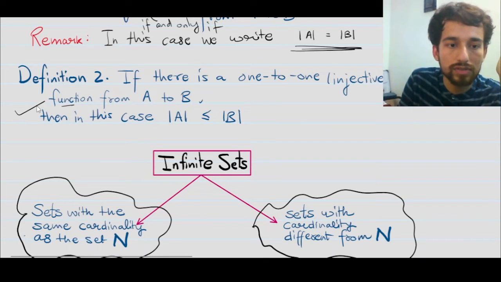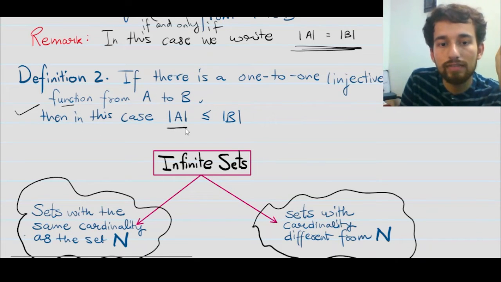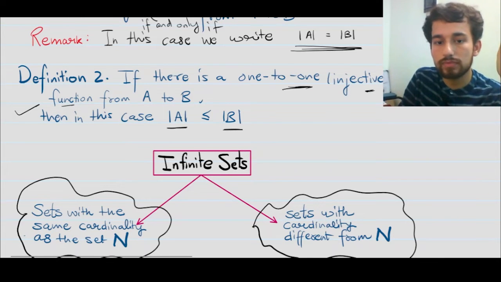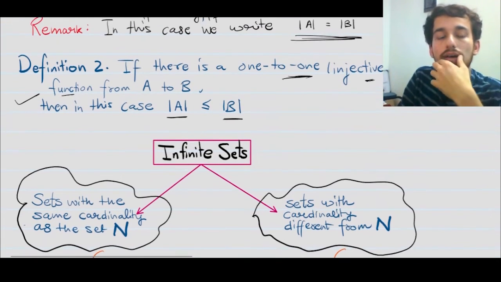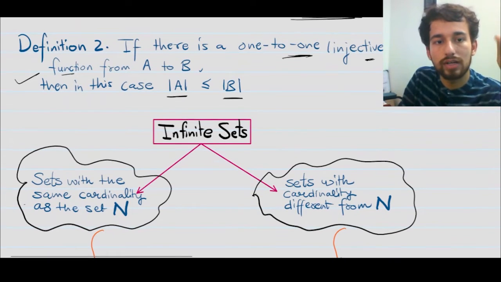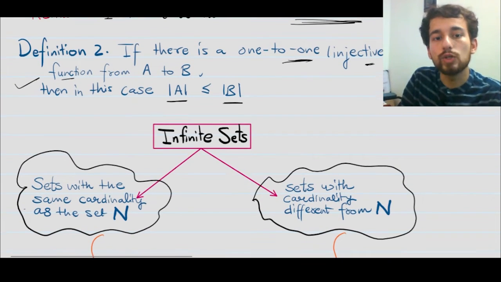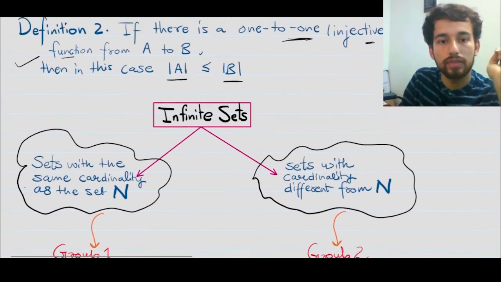This is a very powerful result again. The cardinality of the set A will be less than or equal to the cardinality of the set B अगर जो आपका मैप है A और B के बीच में वो कैसा है, इंजेक्टिव और one-to-one. Okay, so this definition 2 is true in general whenever you can apply this over any two sets A and B.